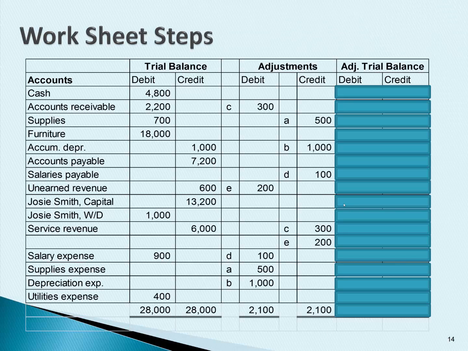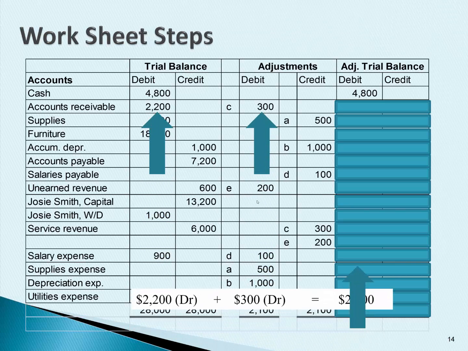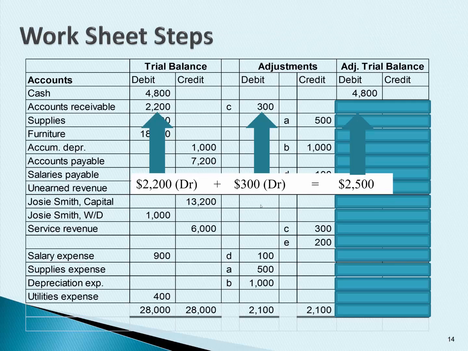So here we go. This is what your worksheet should look like. We've got our trial balance and our adjustments column filled out. So now let's update our new balances. Take one row at a time. Cash, we had 4,800. We're not adjusting it, so we obviously still have $4,800. Now, accounts receivable, we had 2,200. This is an asset, so a debit is the plus side, and we're going to debit again, so we're going to add that. So our new balance is going to be 2,500.